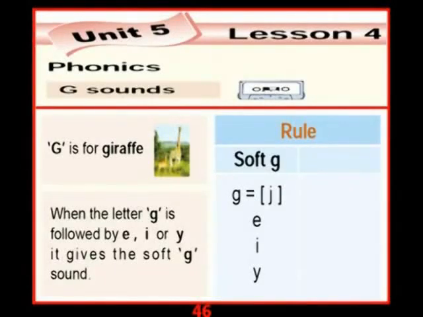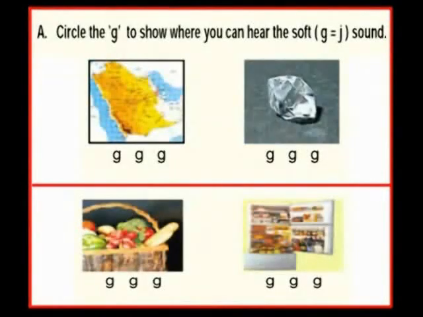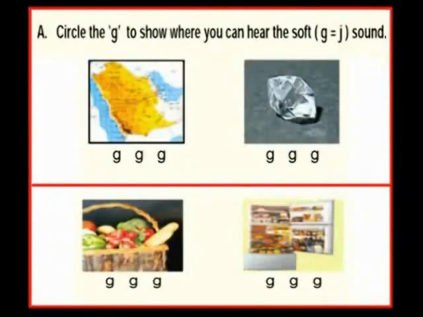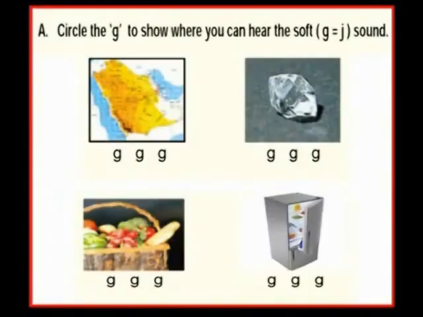Unit 5, Lesson 4, page 46. Phonics. Task A. Listen to the words. Circle the letters to show where you hear the sound of the soft G. Gem. Vegetables. Fridge.